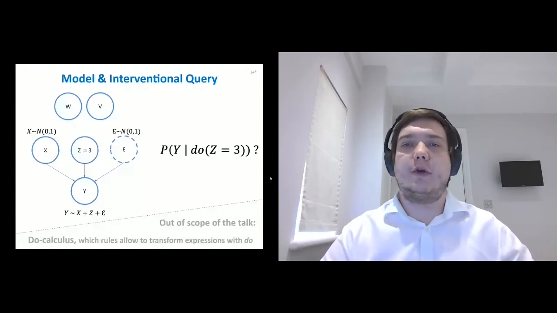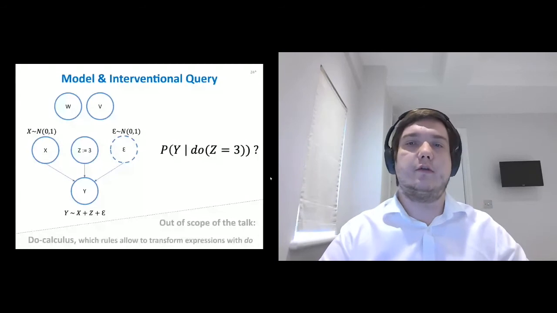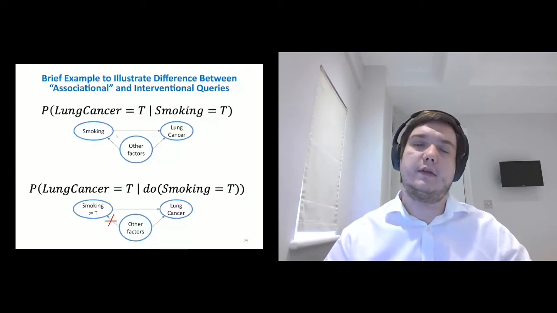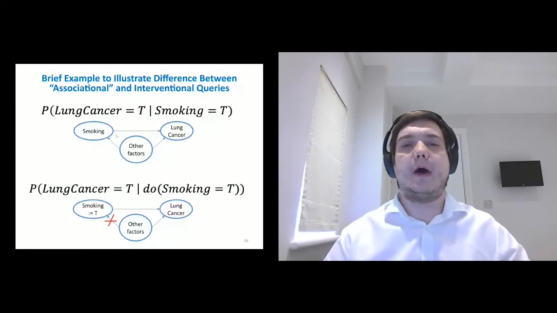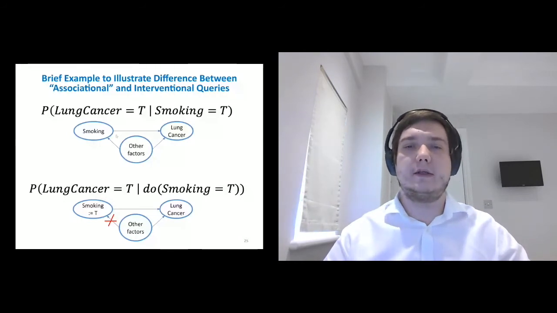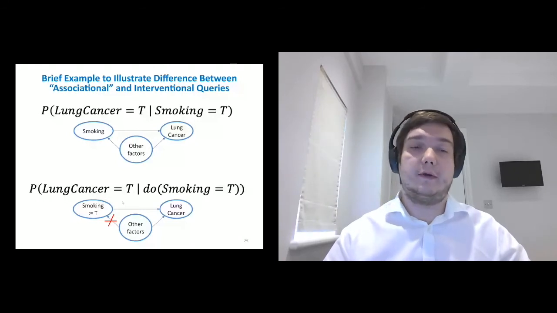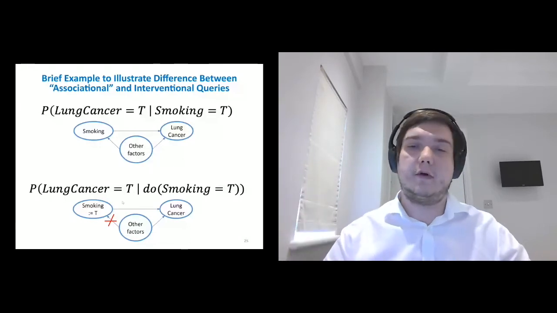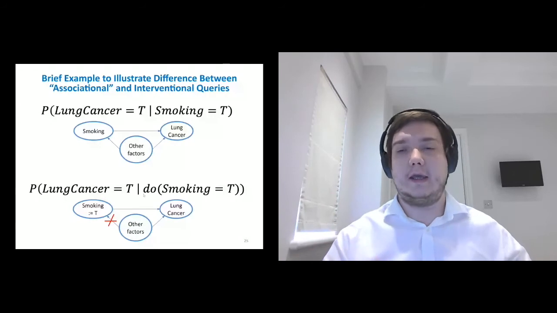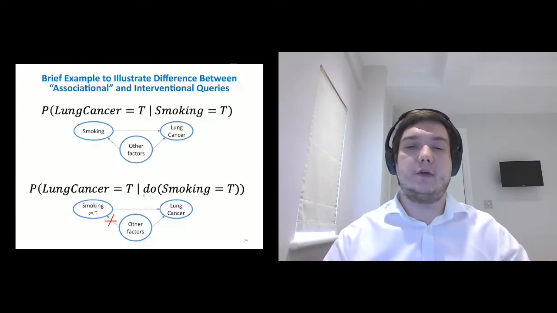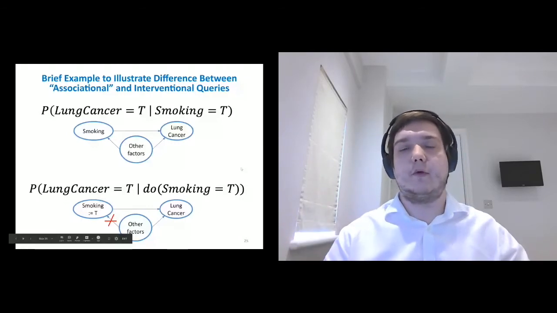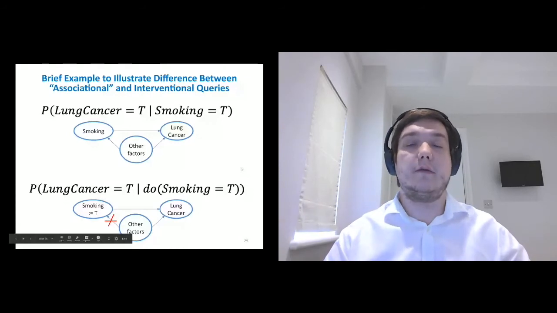A brief example to illustrate the difference between associational, or observational, and interventional queries. Here we can calculate the probability of lung cancer being true given smoking is true, but there might be some other factors which affect both smoking and lung cancer. To factor out the influence of other factors, if we would like an interventional query, we can compute the probability of lung cancer if we definitely know that we force the patient to smoke, again in a virtual environment. It's not because of other factors, it's just because we intervene on that variable, and that is the difference and one of the applications of interventional queries.